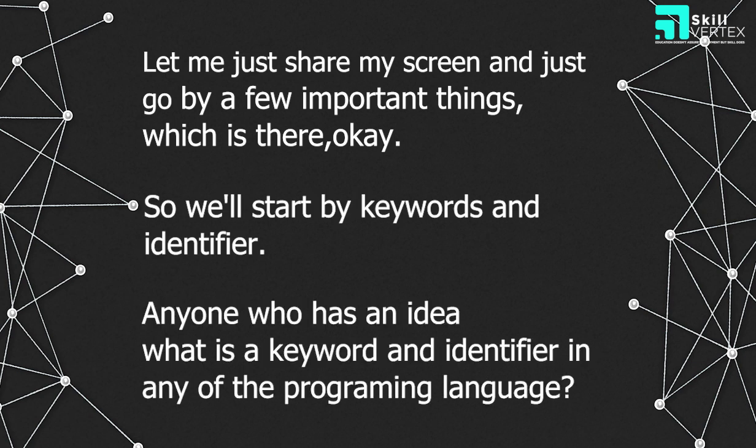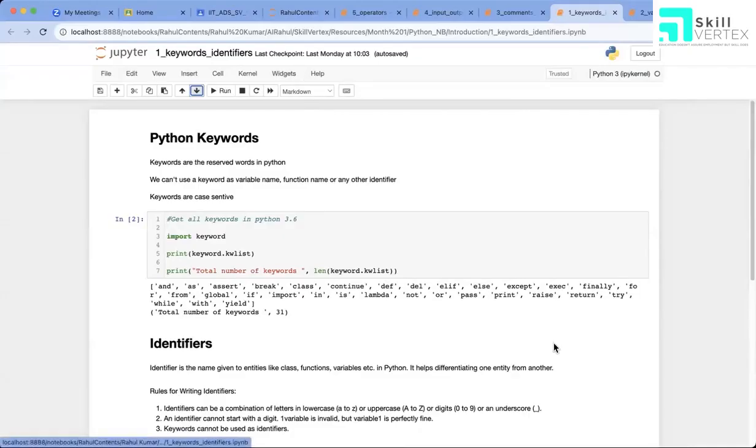Anyone who has an idea of what is a keyword and identifier in any programming language? Yeah. So you see, it's just like any other programming language. Keywords are the reserved words. That is, you cannot use them in general as a variable name. Those are reserved names. So you cannot use them as your variable name or a function name or any other identifier. Python also has the same thing. Python has a list of keywords.